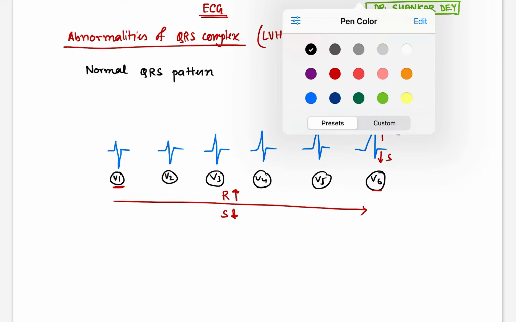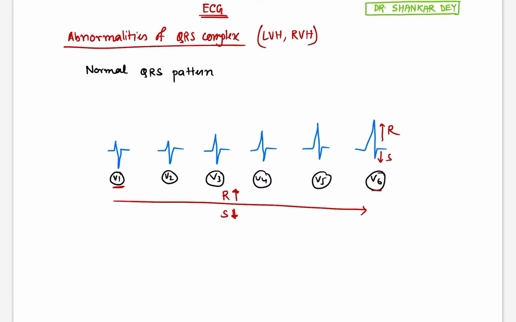Normal QRS complex should not be more than 120 millisecond, or in other words, 3 small squares. As I have told you in my first video of ECG, 1 small square is equal to 40 millisecond, or 0.04 second. So normal QRS will be less than 3 small squares or 120 millisecond. So this is the normal QRS morphology.